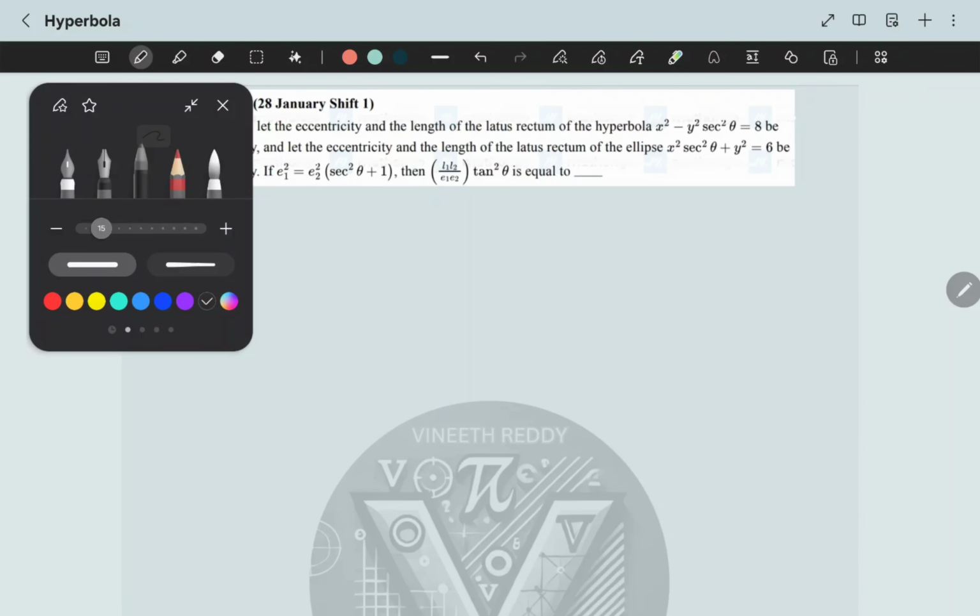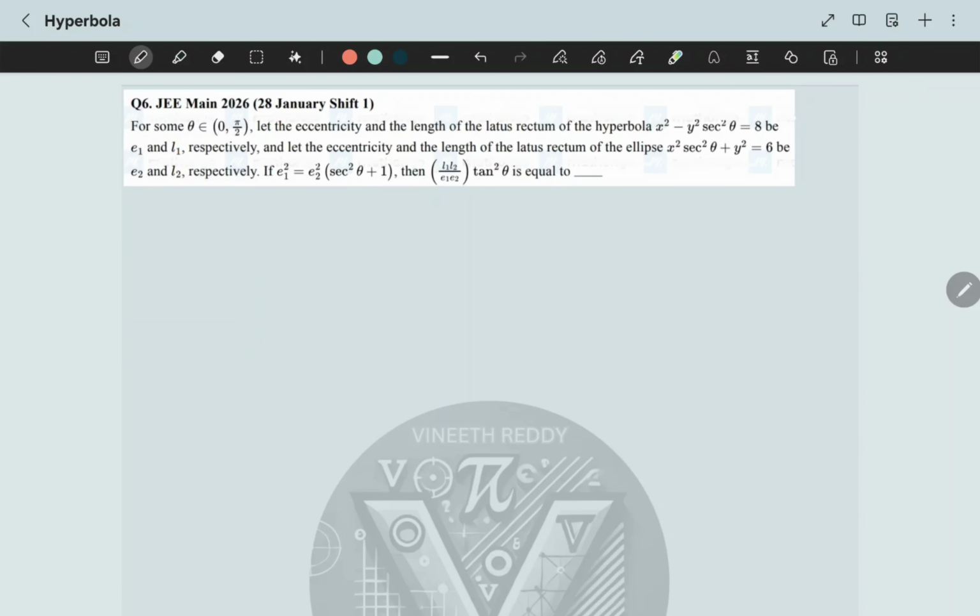So the next question is, for some theta belonging from 0 to pi by 2, let the eccentricity and the length of the latus rectum of the hyperbola be E1 and L1 respectively, and let the eccentricity and length of latus rectum of the ellipse be E2 and L2 respectively. He has given a relation between E1 and E2. Then he's asking us to find the value of L1 L2 by E1 E2 tan square theta.